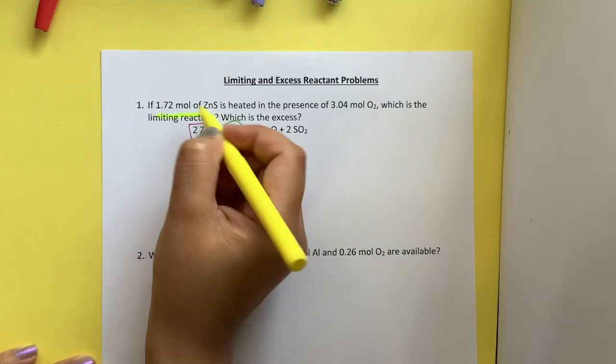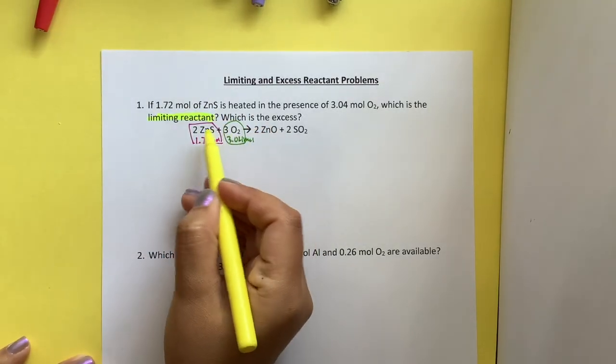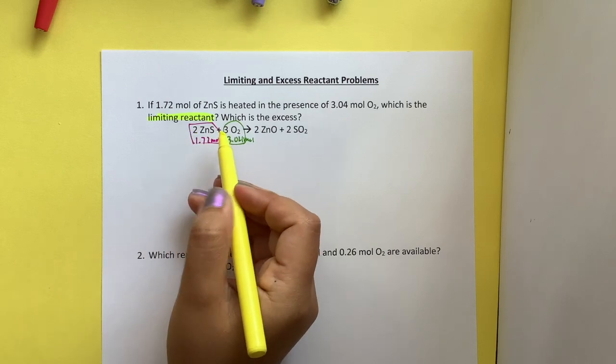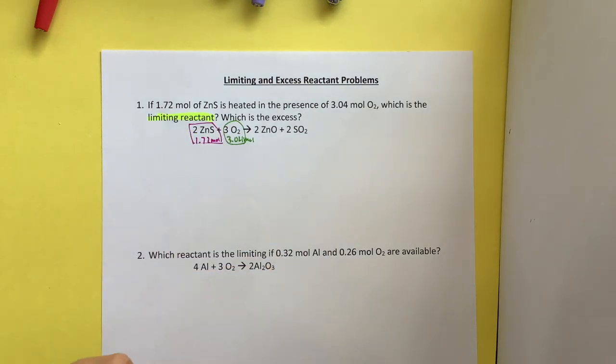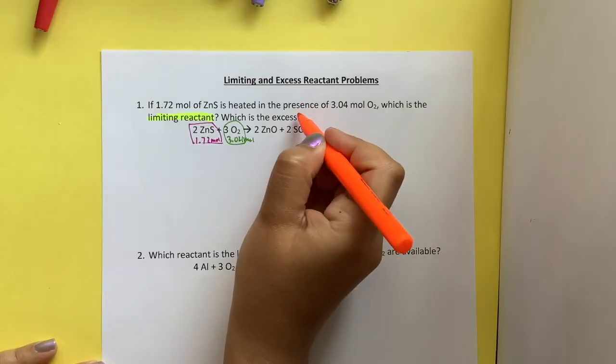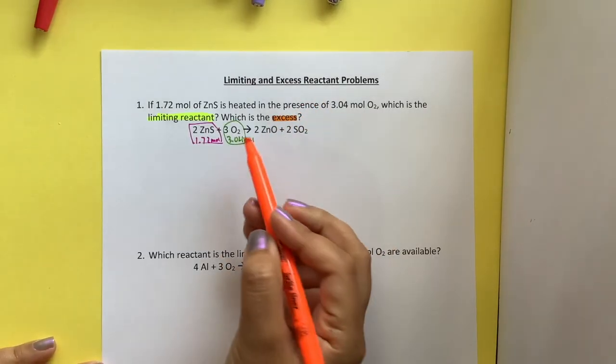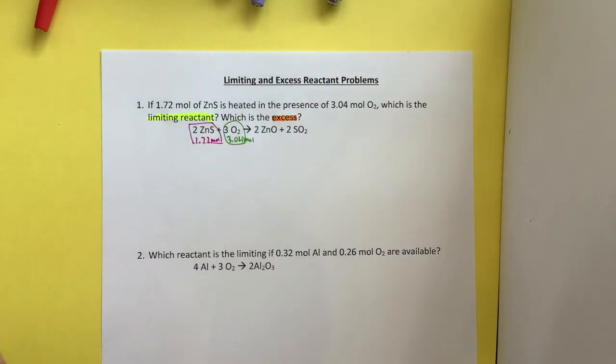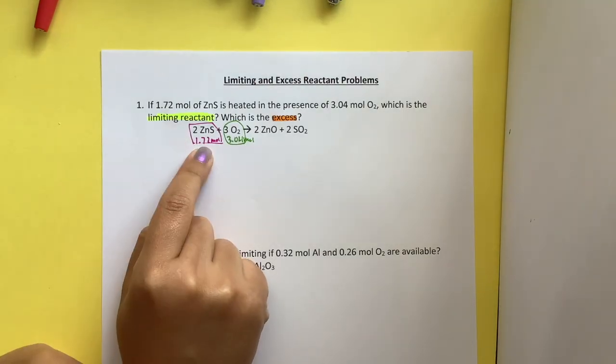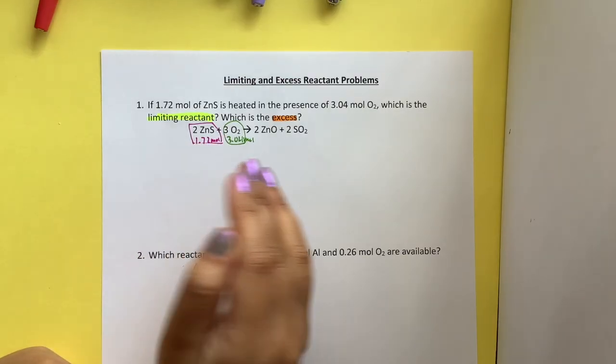So which of these two reactants is going to be used up first? And it's also asking me for the excess reactant, which is which of these two reactants I'm going to have left over. Remember, the limiting reactant is the one that produces the least amount of product.